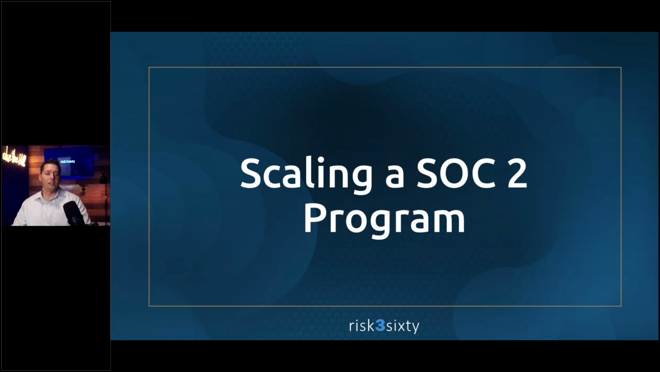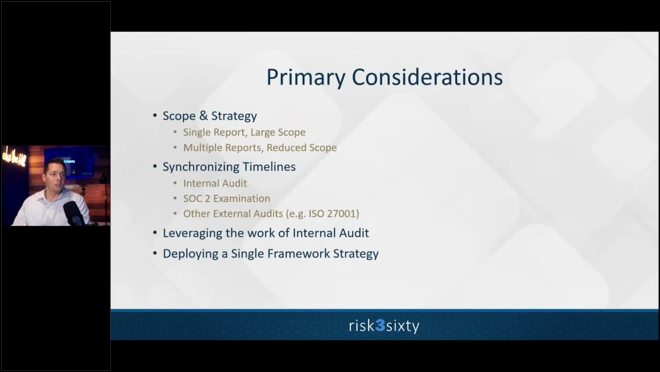All right, so let's get into the meat of today's content. And this is a little bit more detailed agenda here. These are the primary things that we'd like to talk about. So related to scope and strategy, you can either have a single SOC 2 report that covers multiple business units or products, or you might want to have multiple reports with reduced scope of those reports. And we'll talk a little bit more in depth about why one or the other may make sense even as you scale.